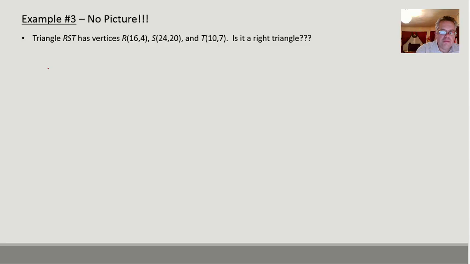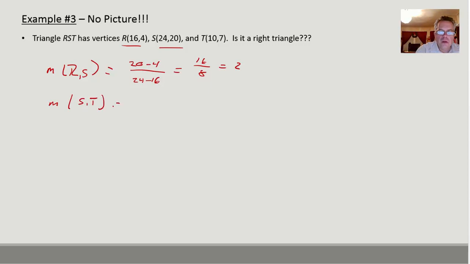Okay, so we have to find the slope between R and S. So that's these two. Okay, so it'll be 20 minus 4 over 24 minus 16, which is 16 over 8, which is 2. Then find the slope between S and T. Between S and T, these two, 7 minus 20 is negative 13, and 10 minus 24 is negative 14, which is just 13 over 14.